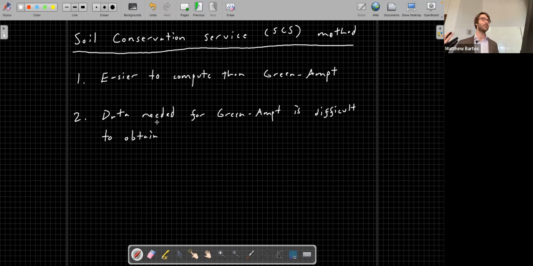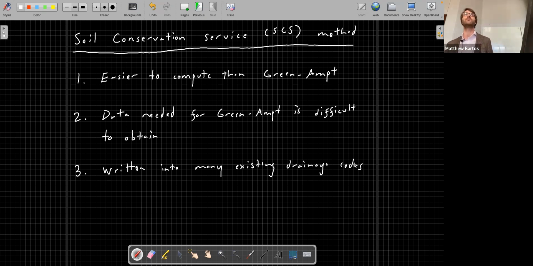The SCS method, instead of using those physically based parameters, often uses empirical parameters that are tabulated for different land cover types that are much easier to use. And the third reason is that the SCS method is written into many existing drainage codes, such that the design of your stormwater infrastructure is often regulated to be amenable to an SCS method for computing infiltration.